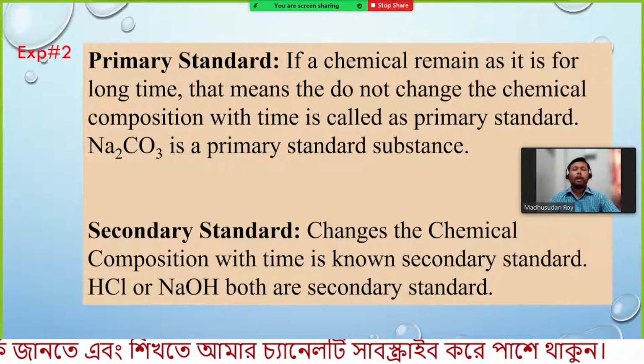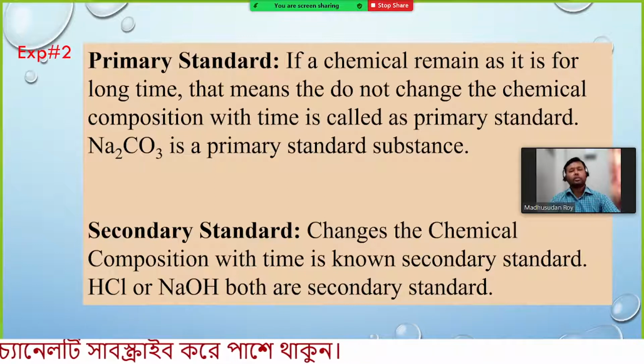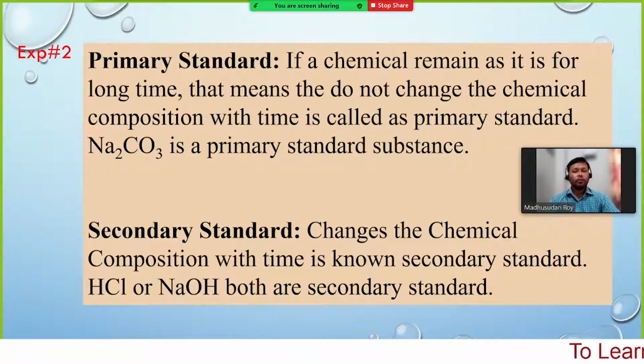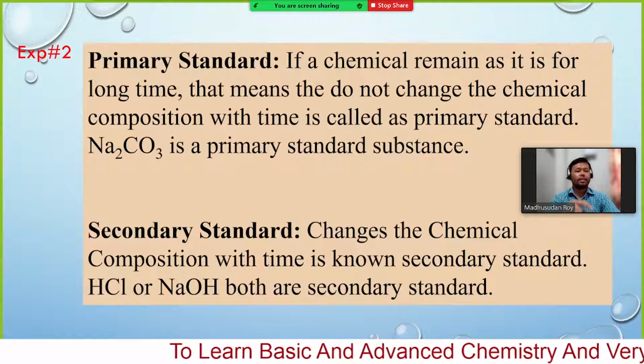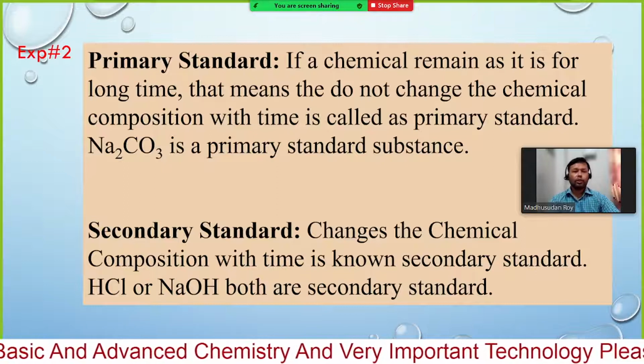So hydrochloric acid and sodium hydroxide, both of them are secondary standard solutions. So if you want to use any hydrochloric acid or sodium hydroxide solution, then you need to standardize it before using it for any other experiment, to know the exact concentration of that solution at that particular time. Therefore you need to standardize the secondary standard solution.